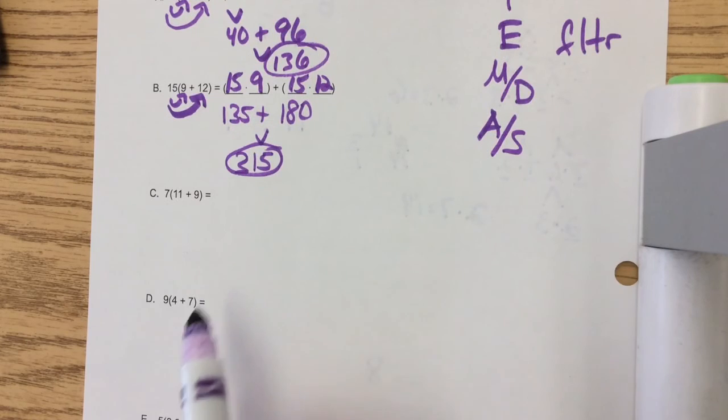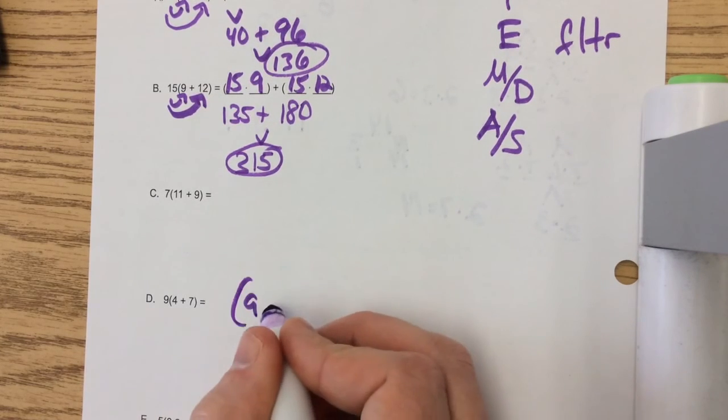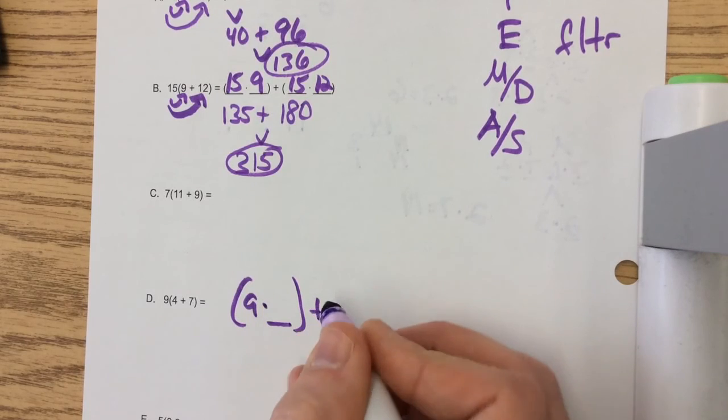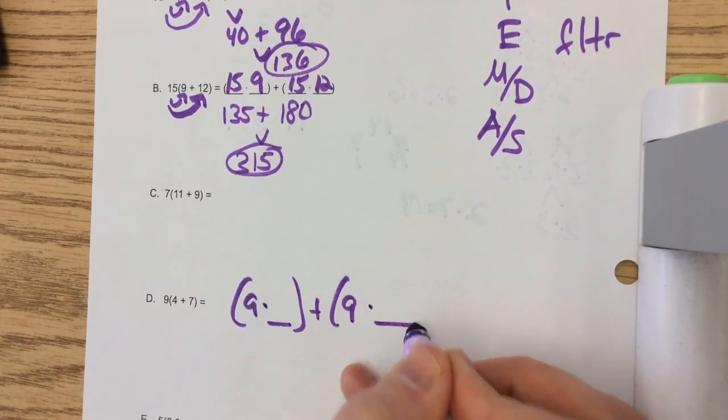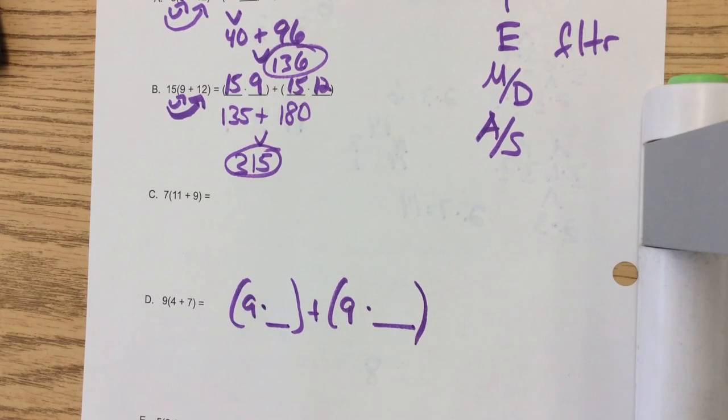Okay, so as we get down to, say, letter D, we want to use the 9 times a number plus the 9 again times a number. And I'll give you the solution to one of them. No, you know what? We'll let you figure that out.